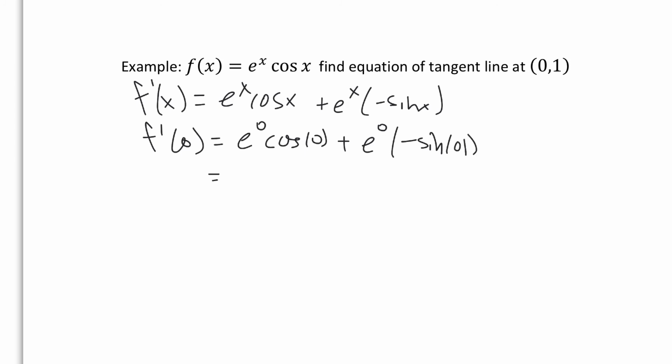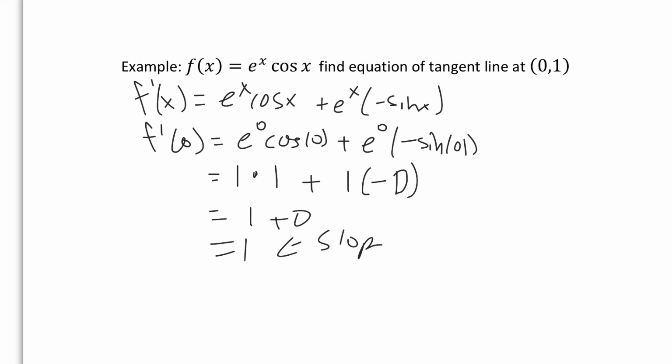Now we need to remember that anything raised to the power of 0 is always 1. Cos of 0 is also 1. And sine of 0 is, well, 0. So we get negative 0, which is just 0. And so this gives us 1 plus 0, so 1. This is our slope. This is our point. y minus y1 equals m(x minus x1).